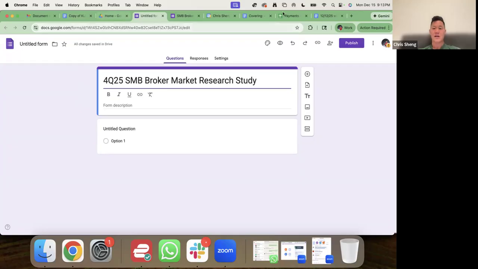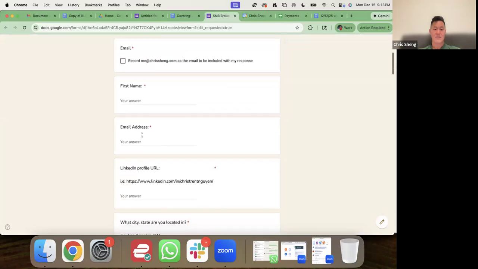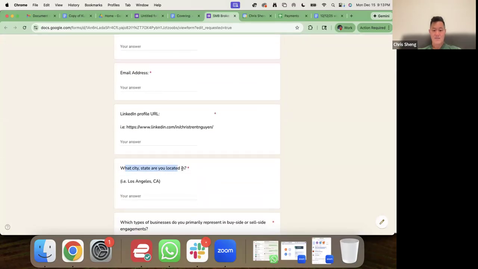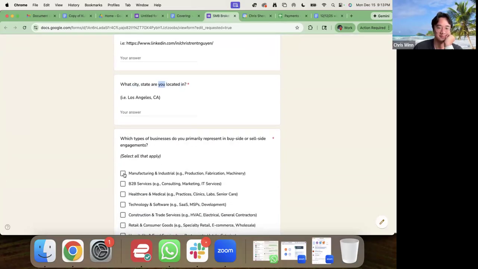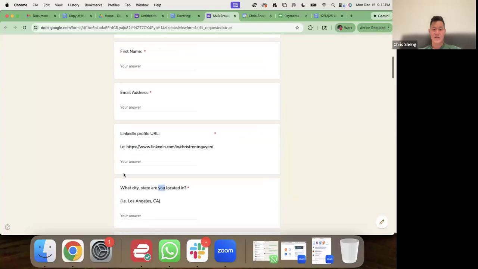And then the framework for how to structure this is to think about it in three sections. First, there's profiling and contact data, which we have here: first name, email address, LinkedIn profile, city and state. How does this help you, just out of curiosity? Yeah, because there are different rules in different states. Nevada versus New York, they have different rules. But that's probably something you could find from their LinkedIn profile, right? That's true. Probably none of this other stuff you're going to be able to find on their LinkedIn.